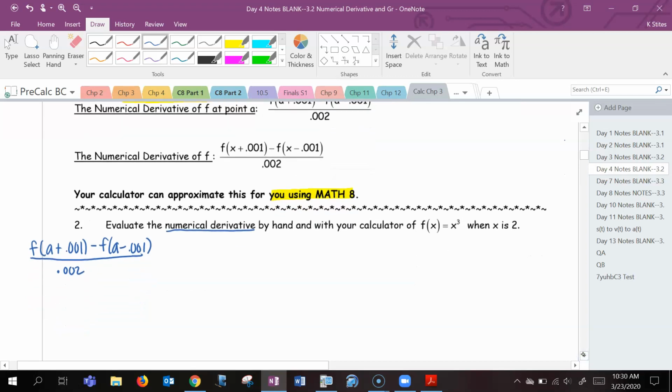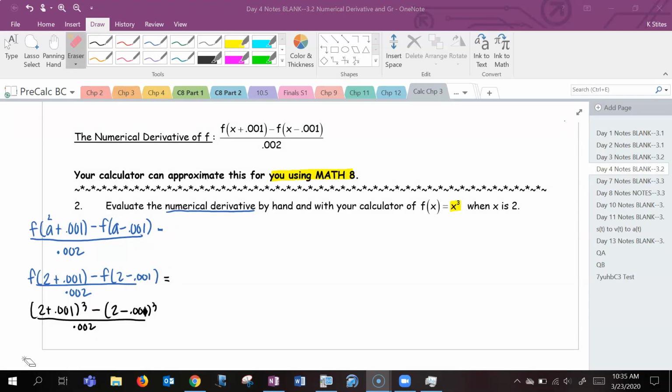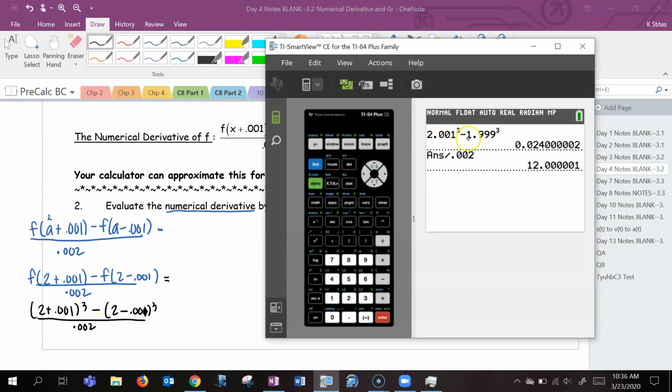Okay, so now I am plugging in a 2, so 2 plus 0.001 and 2 minus 0.001 all over 0.002. Sorry about that, had a couple technical difficulties there. So, 2 plus 0.001 cubed minus 2 minus 0.001 cubed all over 0.002. I've already typed that into your calculator for you. And divided, I get 12.000001.